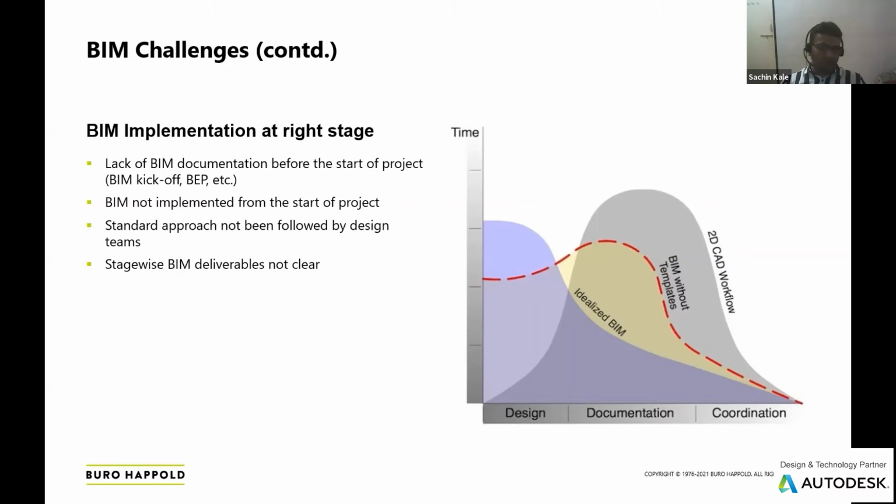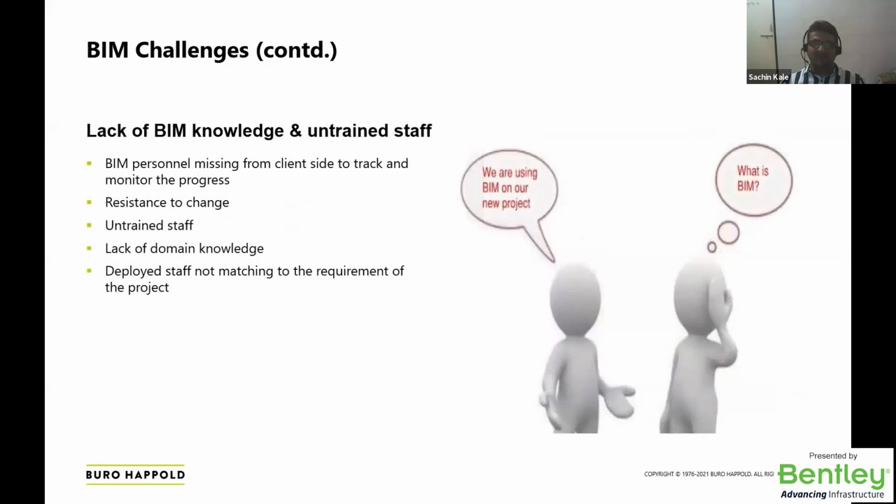And this is the challenge: the lack of BIM documentation, BIM not being implemented at the right stage, and non-standard approaches being followed by all the design teams. This is also a major challenge that we see. Lack of BIM knowledge and untrained staff is again a major challenge.